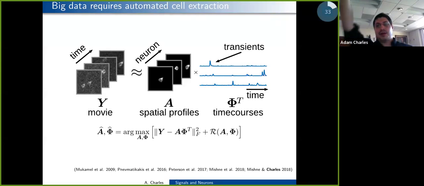So, to back up a little bit, we're talking about the problem of extracting the individual fluorescent components. Often this is phrased as a matrix factorization approach. So you want to find your spatial profiles and time courses, A and Phi, such that when you multiply them, you have a pixel by component and a time by component matrix, and you want to multiply these two together to recreate the video.